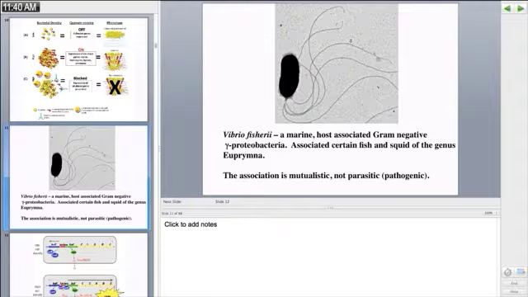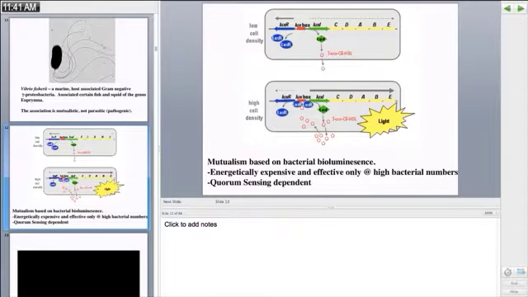I'll actually have someone else narrate and show this. Members of the genus Euprymna, which are little cute squid that live in tropical barrier reefs. And this association is non-pathogenic. It's actually beneficial to the squid. So this is a video. Oh, not yet. I forgot what slide was next. This is the mechanism that underpins this mutualism.